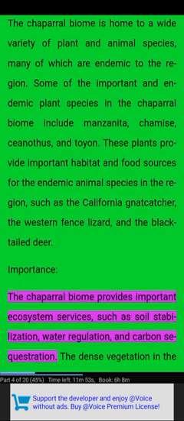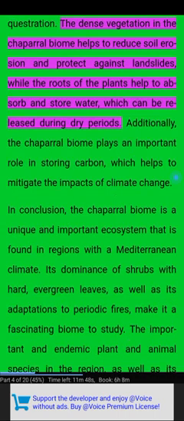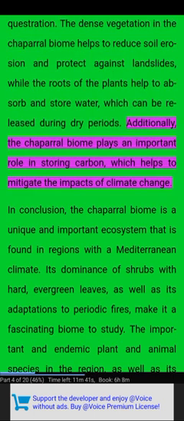Importance. The chaparral biome provides important ecosystem services, such as soil stabilization, water regulation, and carbon sequestration. The dense vegetation in the chaparral biome helps to reduce soil erosion and protect against landslides, while the roots of the plants help to absorb and store water, which can be released during dry periods. Additionally, the chaparral biome plays an important role in storing carbon, which helps to mitigate the impacts of climate change.